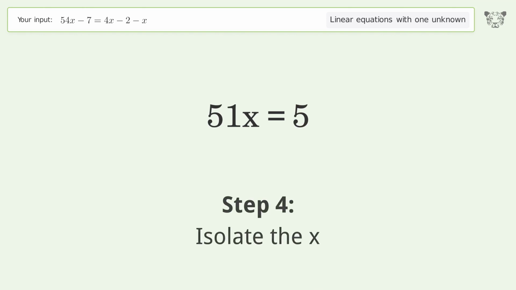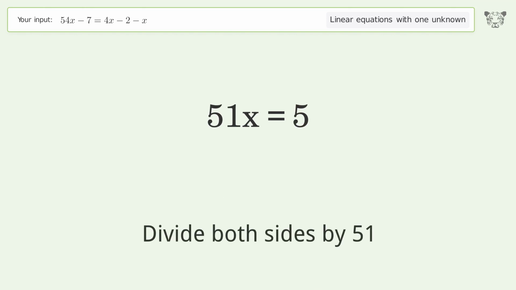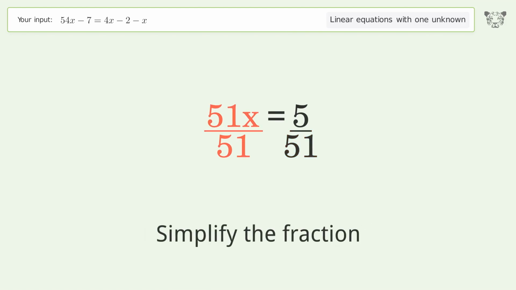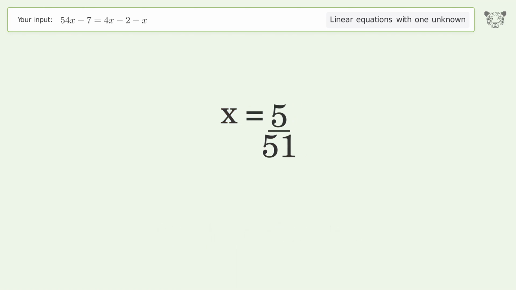Isolate the x. Divide both sides by 51. Simplify the fraction. And so the final result is x equals 5/51.